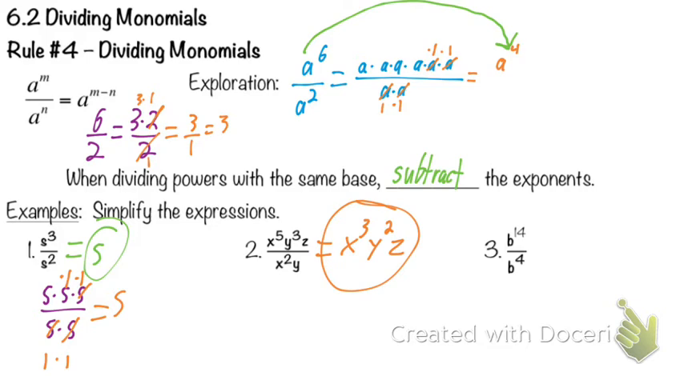So b to the 14th over b to the 4th, same base, right? So we subtract them, we get b to the what? 10th. And that's our answer. Okay. Could we write out the whole thing if we wanted to, like b times b times b times b? Wouldn't that be a pain though? Yeah, okay. That's why these shortcuts are so nice. Yeah, you can just do 14 minus 4 and say 10. People do that though. I think it's silly, but you can.